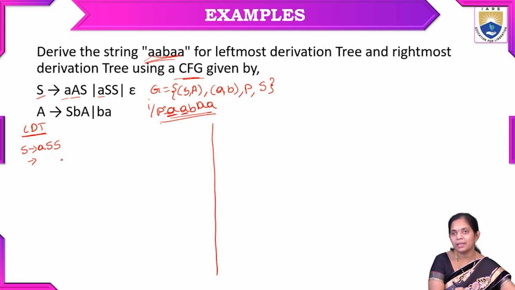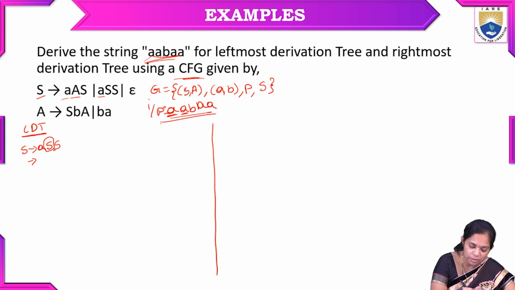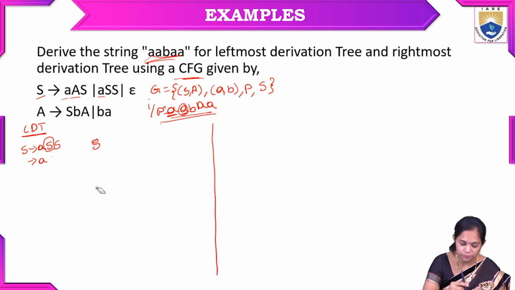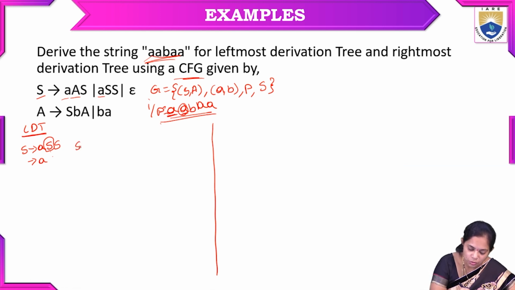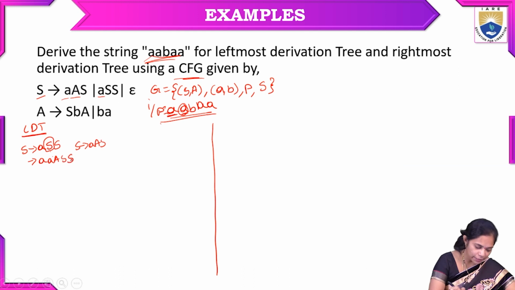After that, leftmost. So what is the non-terminal on the left hand side? This is the non-terminal symbol on the left hand side. So we have A terminal, and after that we require the A input symbol. So S with the A input symbol, we will take this A. S tends to A S. And here we will substitute this A S S. And here we will write this.